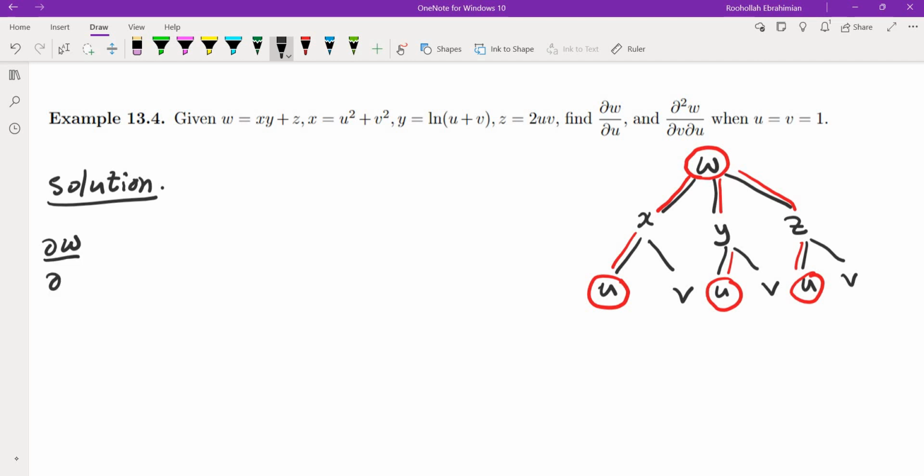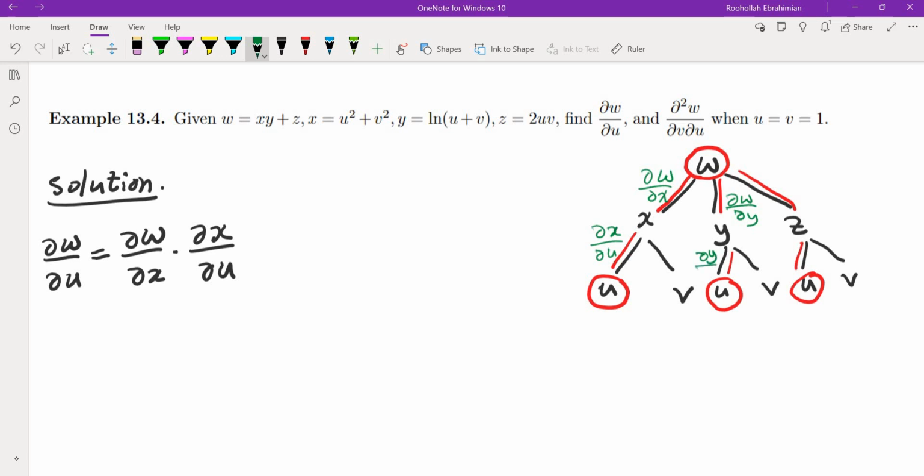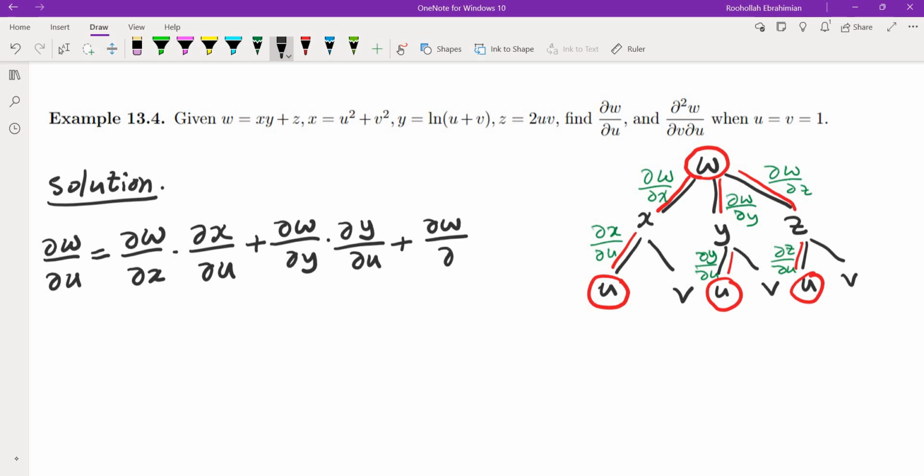So partial of w with respect to u. So that would be partial of w with respect to x times partial of x with respect to u. So the first one right here is partial of w with respect to x. This one is partial of x with respect to u. This one is partial of w with respect to y. And this one is partial of y with respect to u. Partial of w with respect to z. Partial of z with respect to u. So we'll write down all of them, multiply them, and add them. So partial of w with respect to z times partial of z with respect to u.